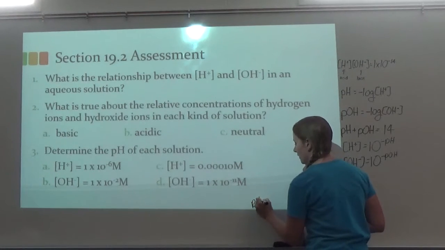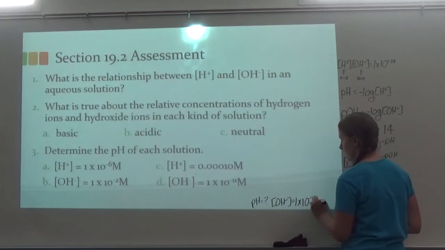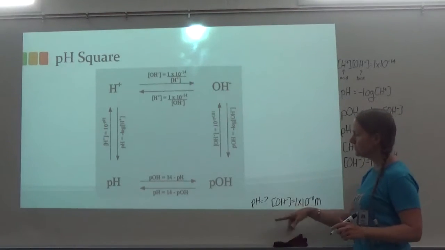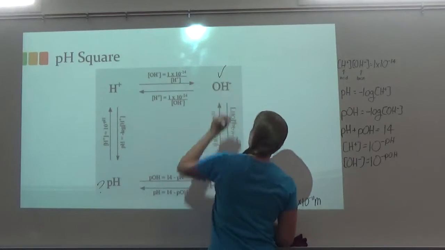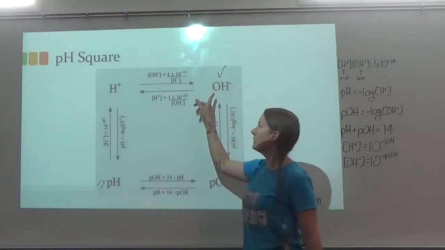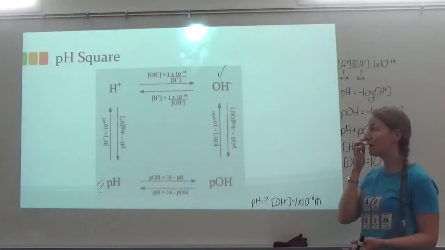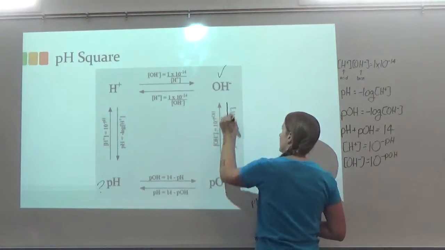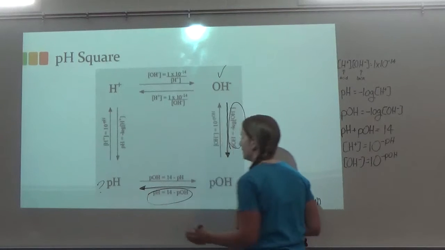So again, we're looking for pH of a solution with an OH minus of 1 times 10 to the negative 11. Okay, so let me go back to my pH square. So we're looking for pH. We have OH minus, so this is going to be another two-stepper. So remember, I would not recommend to go across the top unless you're good at putting things in the calculator. Alright, so what we're going to do is we're going to go down the side first and use this formula, and then go across the bottom and use this formula.